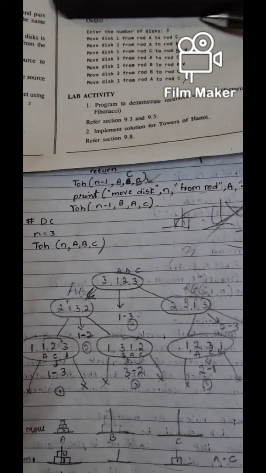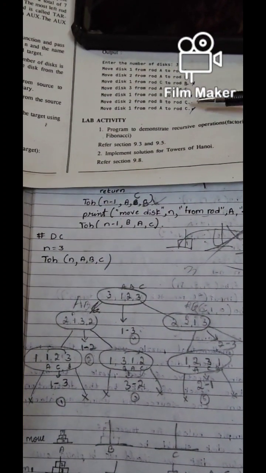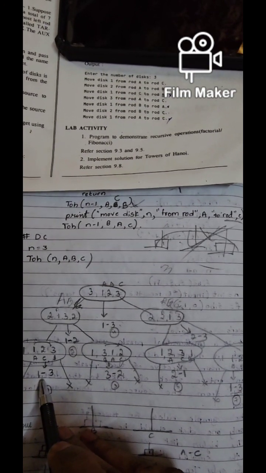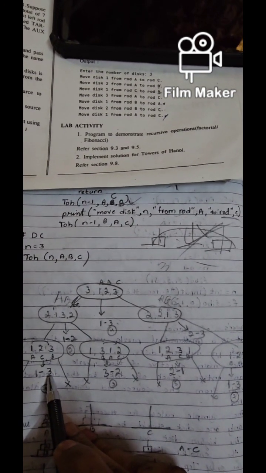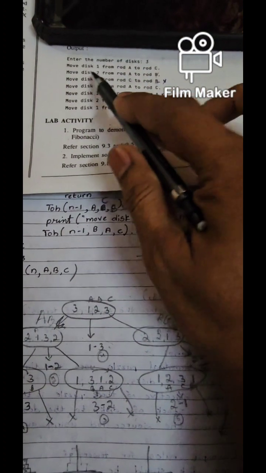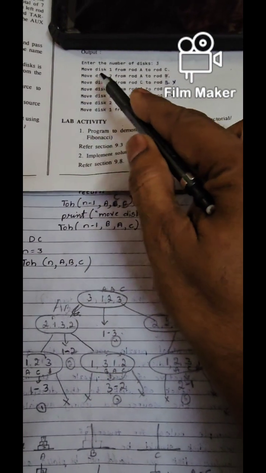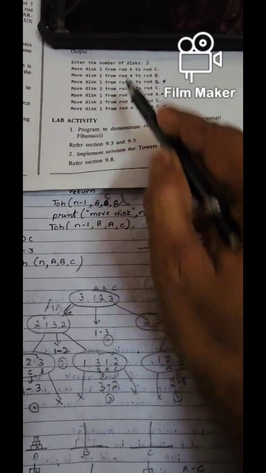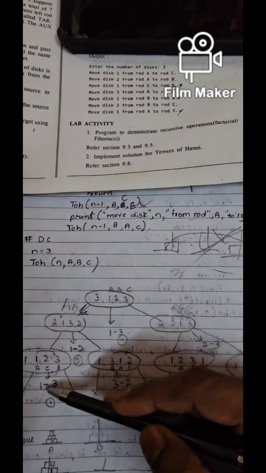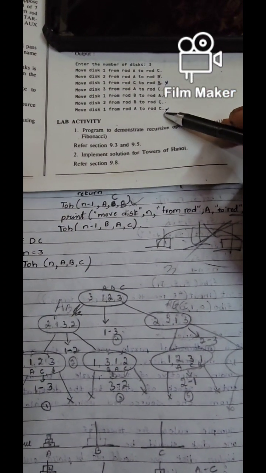As I said before, this is how the steps happen sequentially. This is the first print statement which is happening. You can see from rod 1 or rod A to rod C, or 1 to 3. That is the first statement which is getting printed here. So move disk 1 from rod A to C, that is 1 to 3. In this way all the steps you can check here.